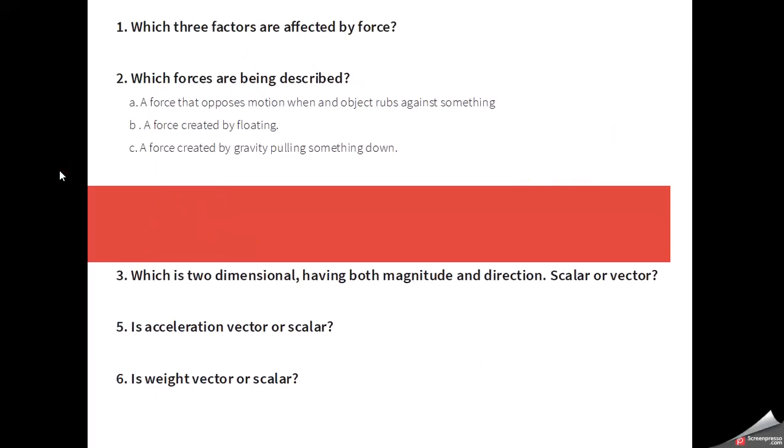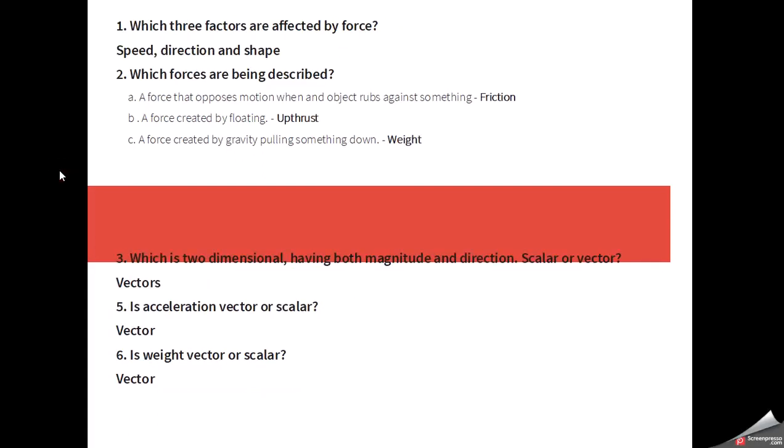So here are a few questions for you to have a go at. Pause the video, have a think, try and work them out, and then I'll go through the answers. So, which 3 factors are affected by force? Remember, the car's speed was changing, its direction was changing, and its shape changed, it crumpled up.